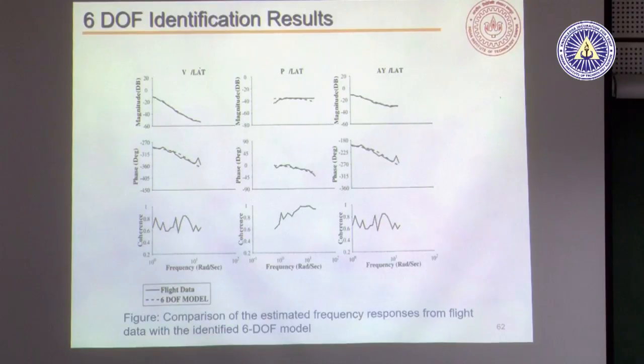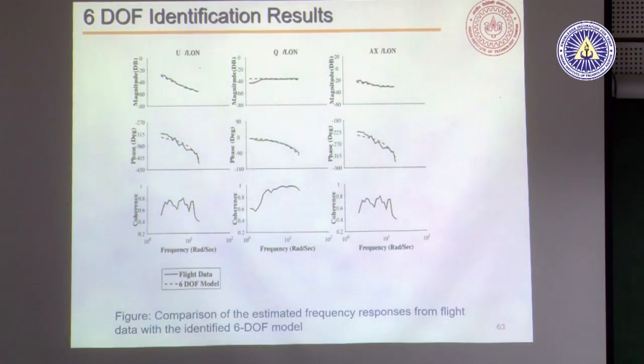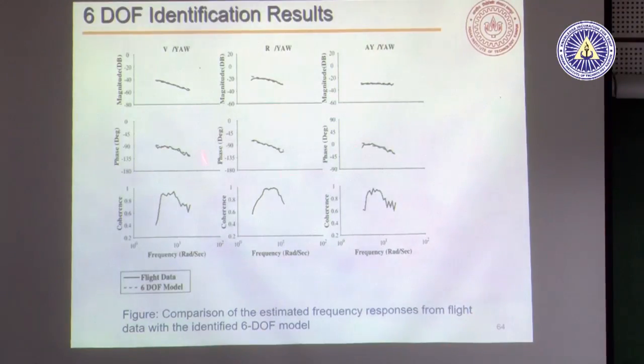Okay. Here we have V, P, and AY, magnitude, phase, and coherence. Coherence is fine here, it is going close to 1, but it somehow remains below 1. Now this is for U, Q, and AX, again it is reasonably good. Consistently we get this sometimes offset or error rather. Okay, at low frequency for Q, which is longitudinal. For yaw, it is looking fine here.